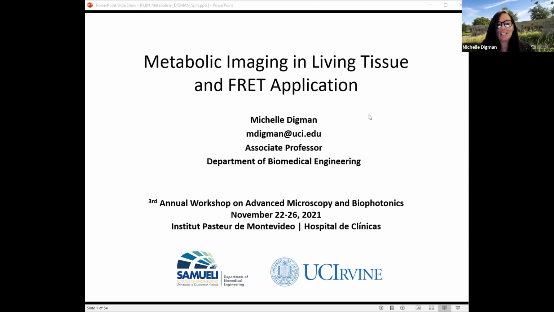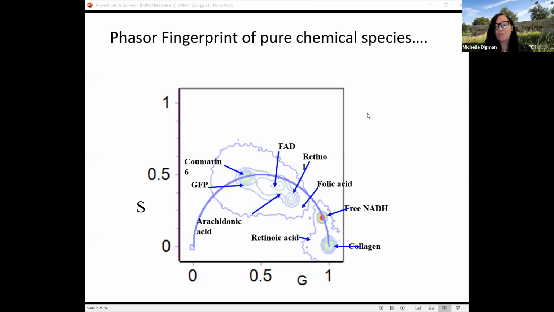Okay, so today I'm going to talk about an application to metabolic imaging in tissues. And one of the applications that I'm really excited to talk to you about is cancer research. As you all saw earlier from the workshop, the Phasor analysis is a very powerful way to graphically represent fluorescence lifetimes. In fact, you could see the fingerprints of any fluorescent molecule on the Phasor diagram here.